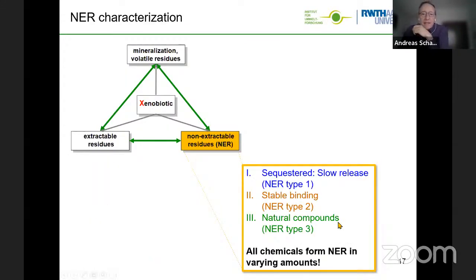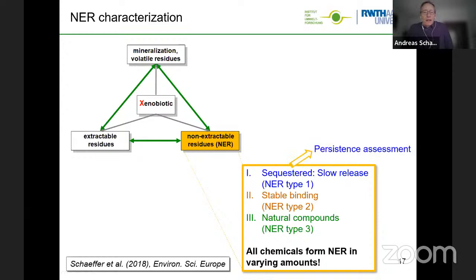Yes, so that's what I just said. We have the 3 types: slow release, stable binding, and natural compounds like the amino acids. And it is important to know that all chemicals form such NER in varying amounts. So these sequestered residues are slowly released from humic matter under natural conditions. And therefore, the European Chemicals Agency considers this type of NER for the persistence assessment.